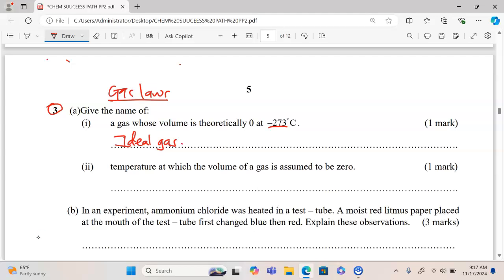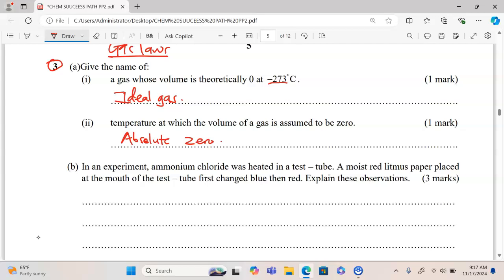Roman 2, the name of the temperature at which the volume of a gas is assumed to be 0. This temperature is known as absolute zero temperature.